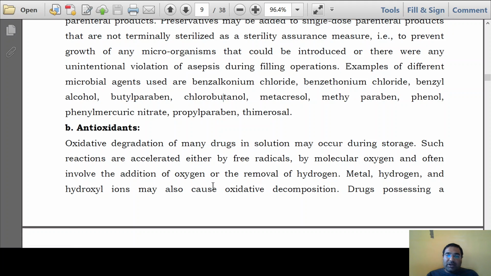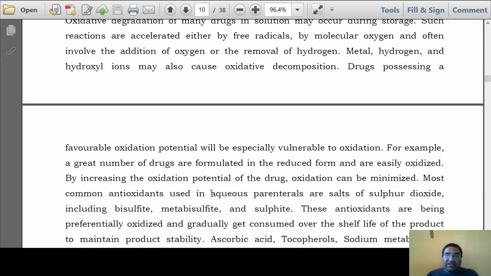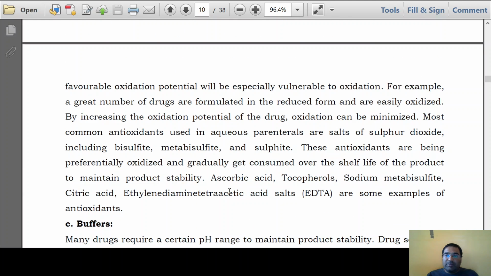Metal, hydrogen, and hydroxyl ions may also cause oxidative decomposition. A drug possessing a favorable oxidation potential will be especially vulnerable to oxidation. For example, a great number of drugs are formulated in the reduced form and are easily oxidized. So the majority of drugs are vulnerable to oxidation. By increasing the oxidation potential of the drug, oxidation can be minimized.